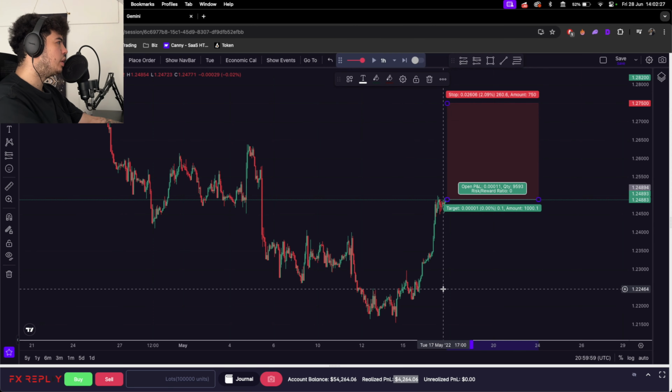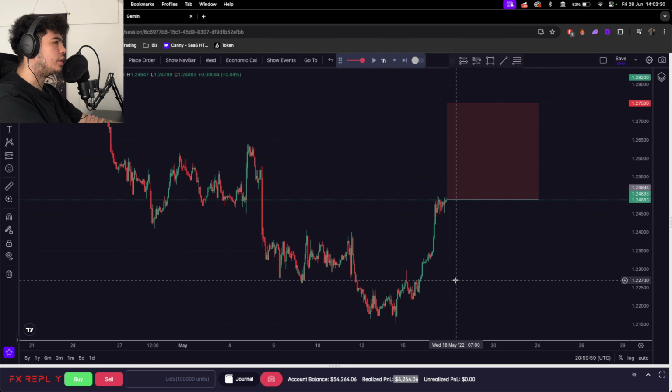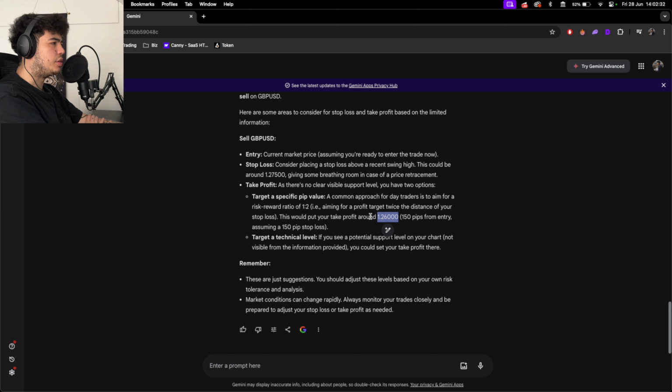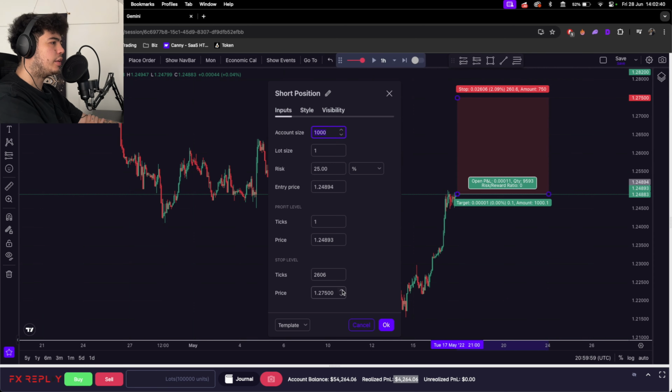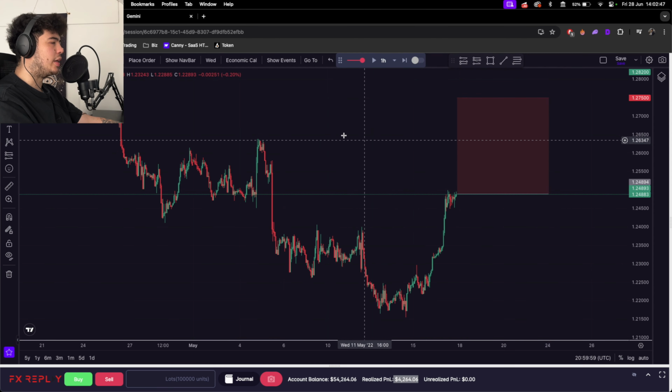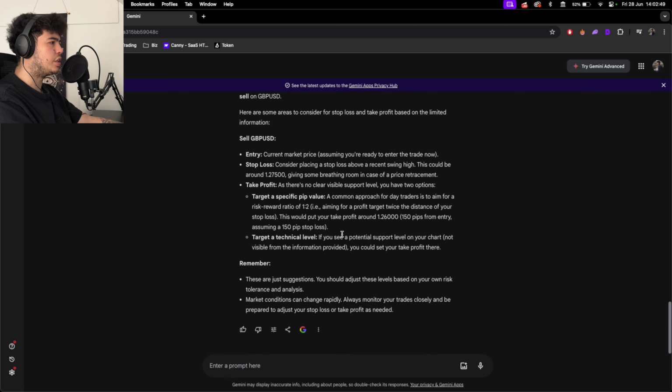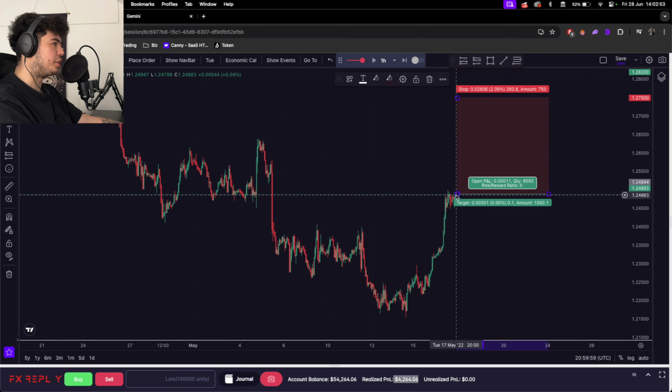Hold on, that's really interesting actually, that it's suggesting a take profit of 1 to 2. So it would be 1.26. So it's looking for a sell. However, that level of 1.26 is above entry. So I'm a bit confused what it's suggesting there. So because it's looking for a 1 to 2, we'll just put it at a 1 to 2.